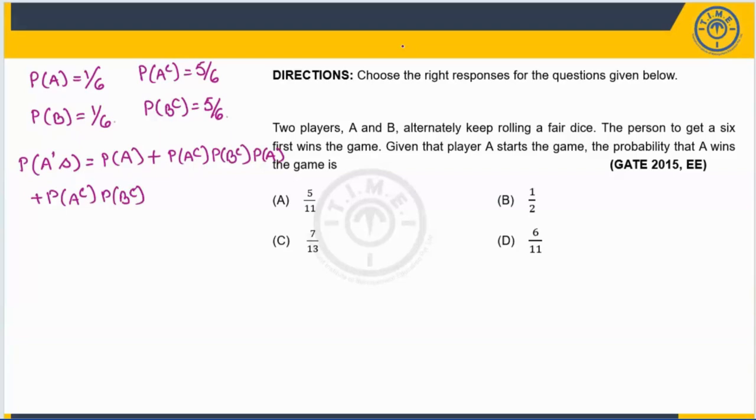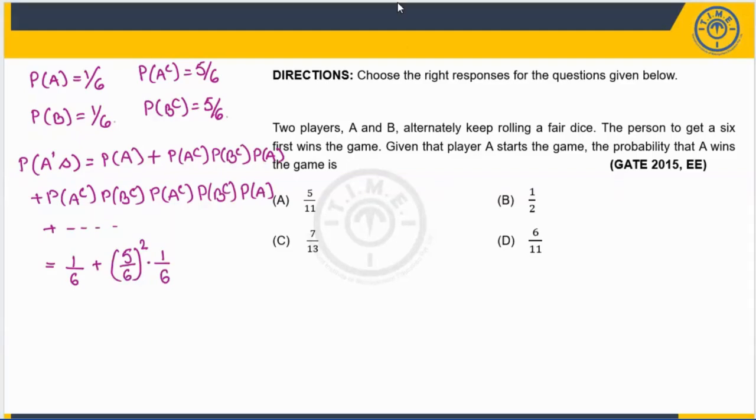Again, B misses, again, A loses, again, B loses. Then there is a chance of A winning the game. And the game goes on. And what is P of A? 1 upon 6, 5 upon 6 into 5 upon 6. So that is 5 upon 6 whole square into 1 upon 6.